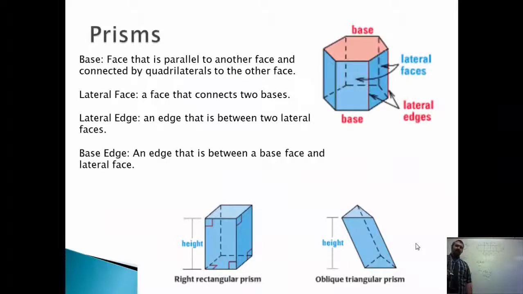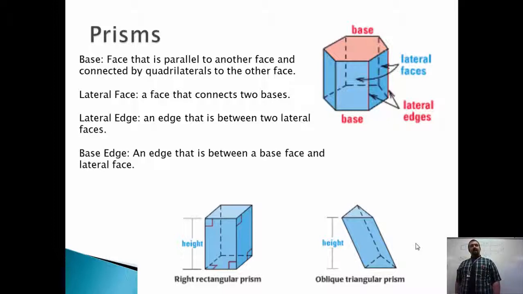Now we're going to look at a prism. We're going to be a little bit clear with a few things here. First things first, a base is parallel to the other base, or the other face, I mean. So face to face, parallel, and connected by quadrilaterals. Now there's a reason I said quadrilaterals. That's because this is still a prism. These are parallel, and they're connected by quadrilaterals, not rectangles. If it's this type, it is rectangles, but if it's this one, it's parallelograms.